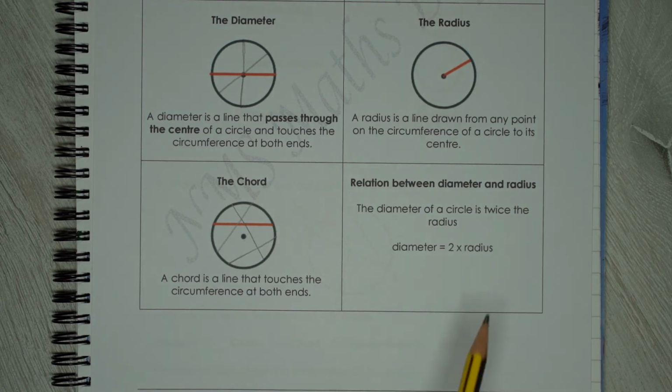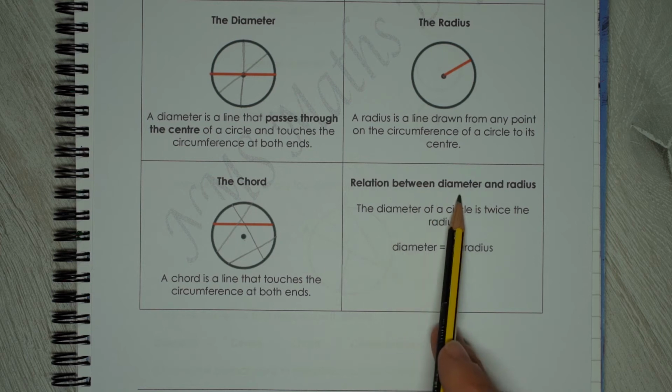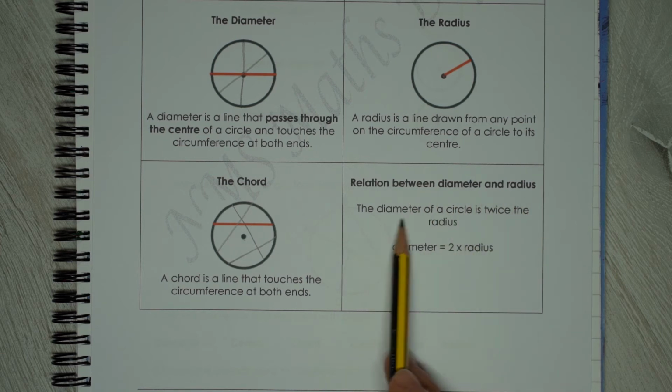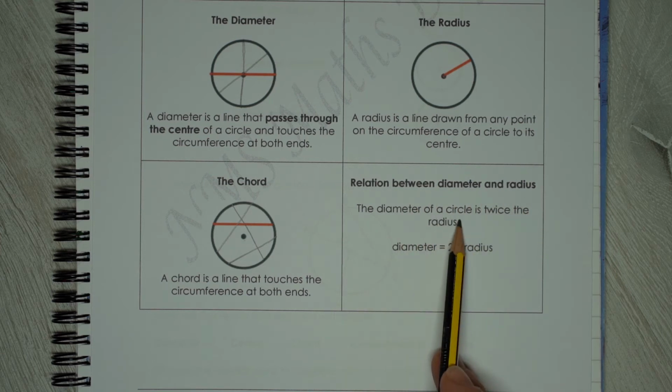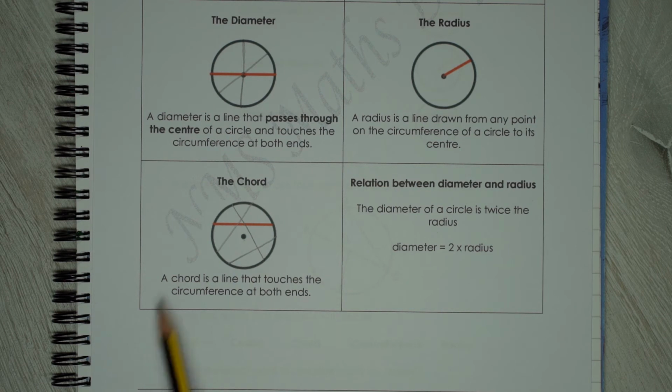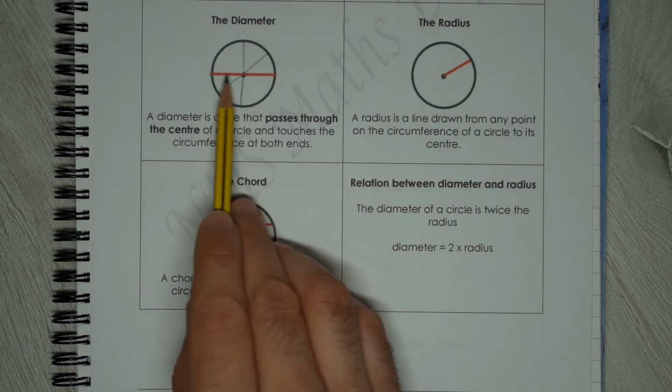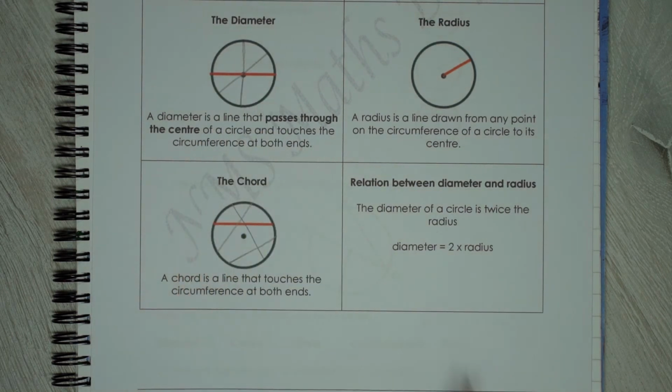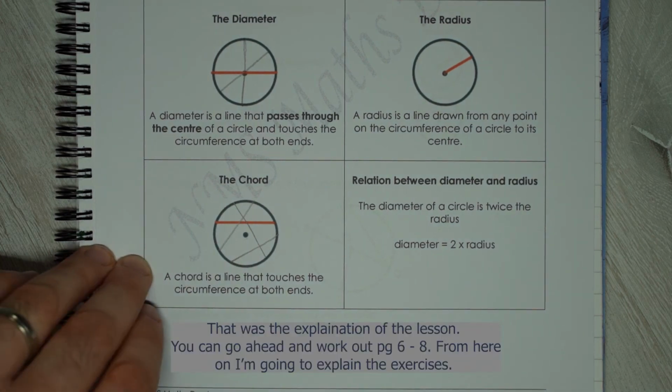This I have already mentioned. So the relationship between the diameter and the radius: the diameter of a circle is twice the radius. Okay? As I have already explained. The diameter is twice the radius. That is page 5.